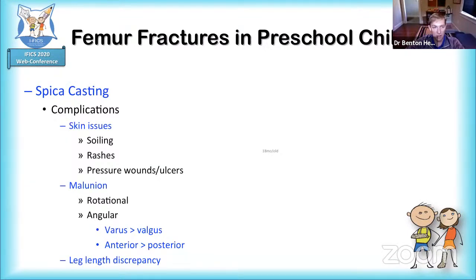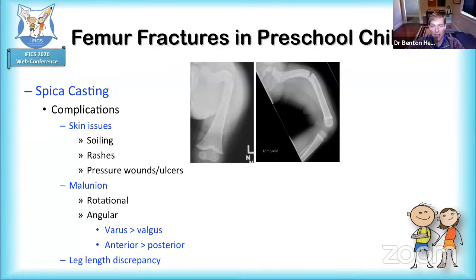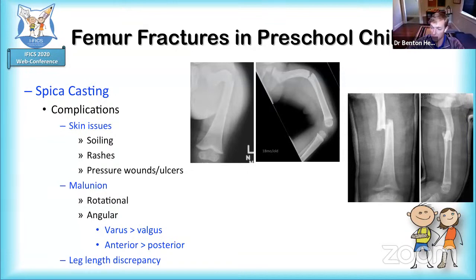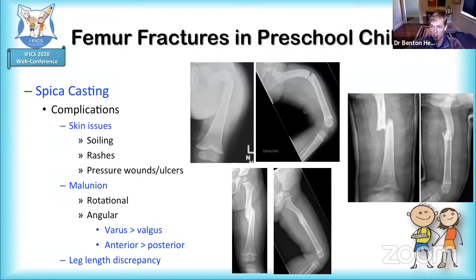Complications of spica casting include skin issues. There can be frequent soiling, so you want to be thoughtful about use of a Gore-Tex lining or other measures so that the family understands cast care. And then rashes, pressure wounds, ulcers, so adequate padding in the key spots is important. Here's another example of a child who had an obstetric fracture with a significant anterior bow. This displaced, and so spica casting was applied, and this remodeled nicely. So you can see how a spica cast can attend to what looks like a very tricky fracture.